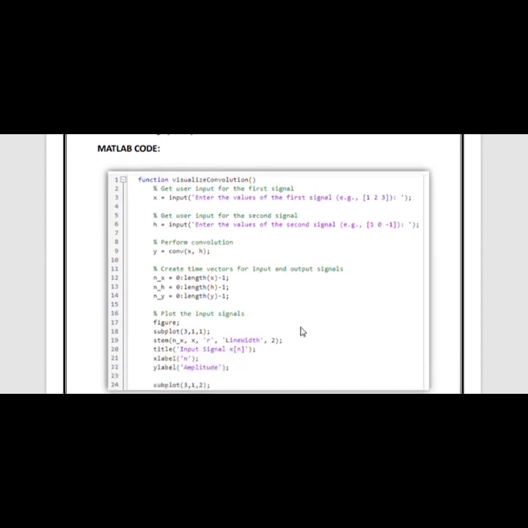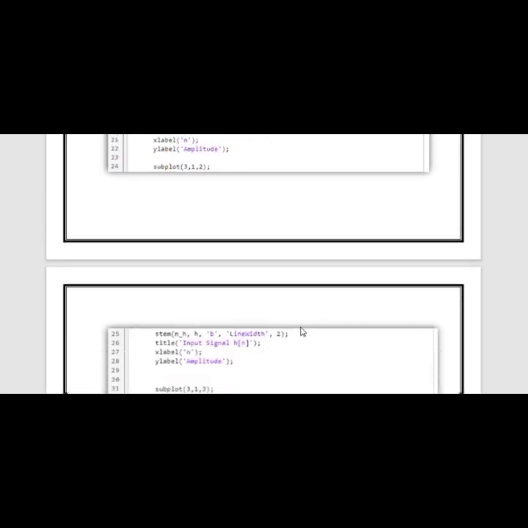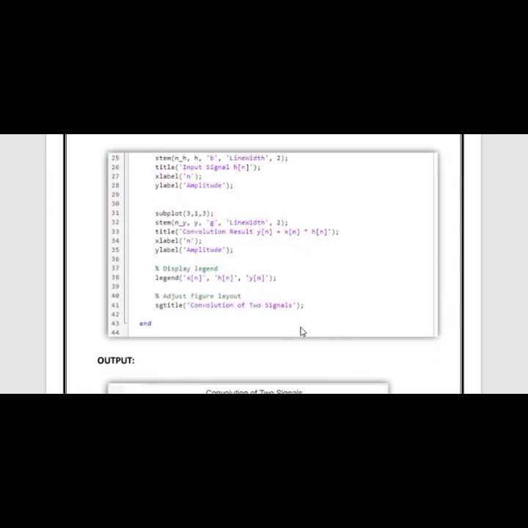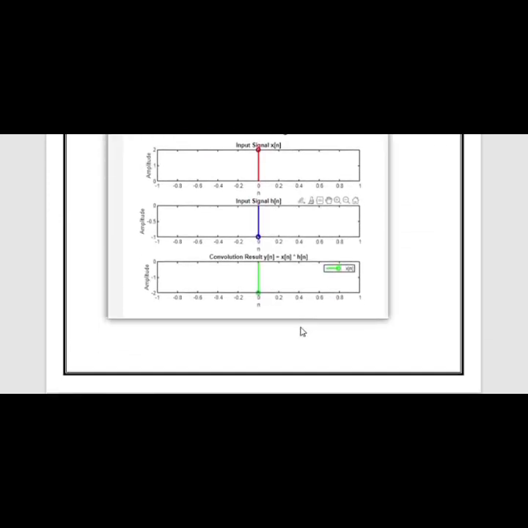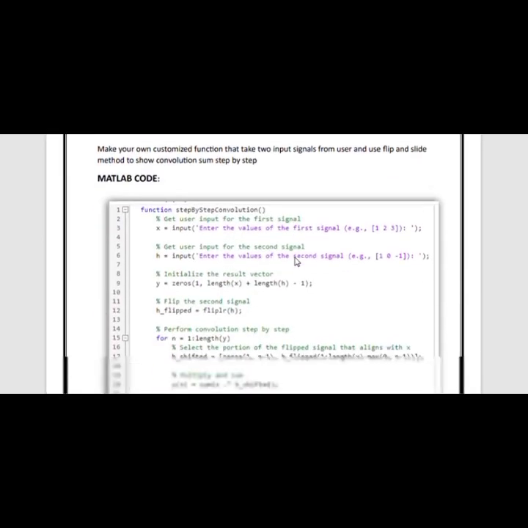To get the user input, first x is equal to input, enter the values of the first signal, for example 1 2 3 and 4 5 and so on, and get user input for the second signal, h is equal to input, enter the values of the second signal. Perform convolution, y is equal to conv of x and h, and create time vectors for input and output signals.